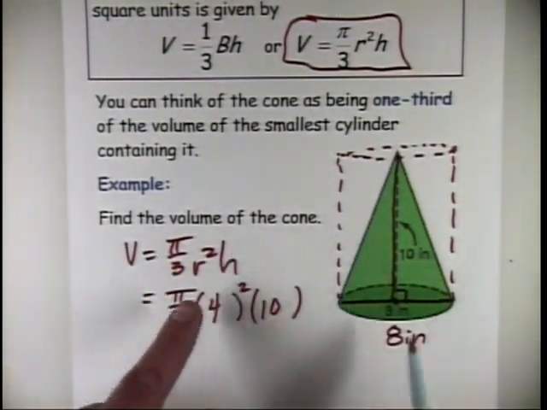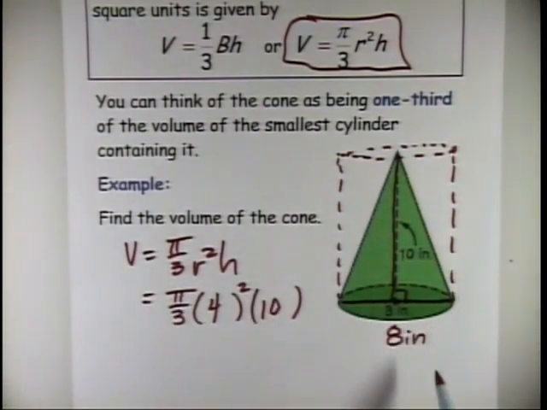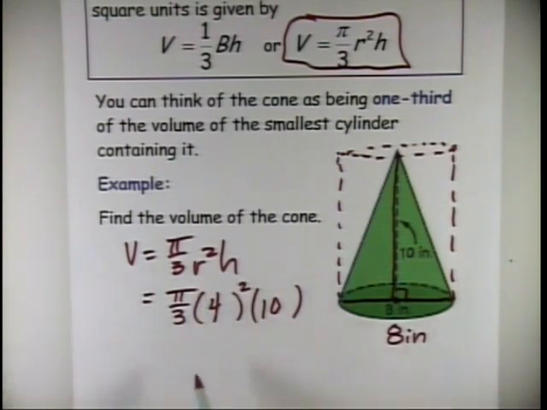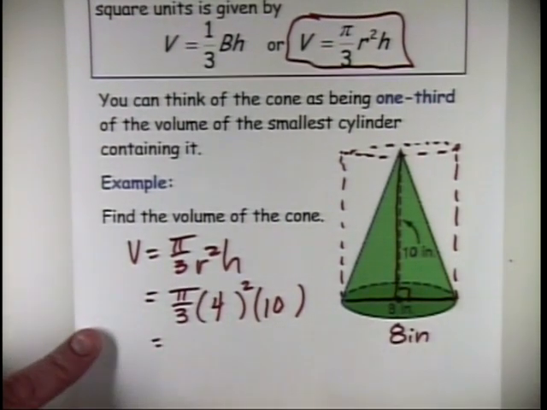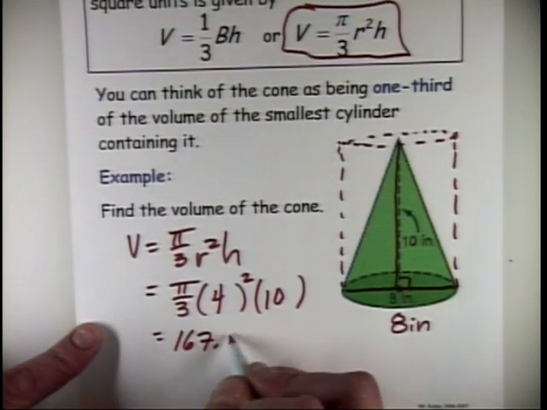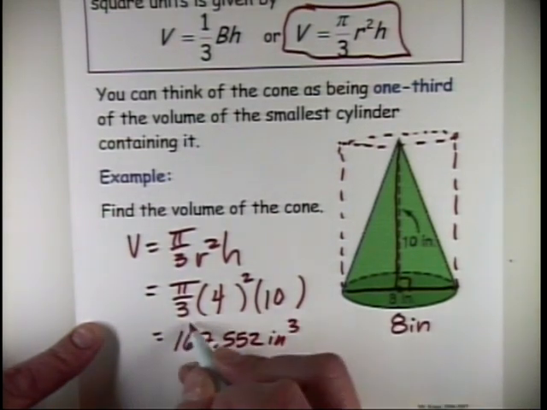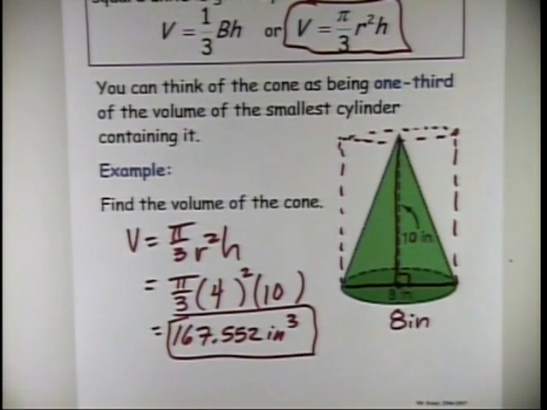So again, I've carefully identified my r and h. It wasn't given immediately. I had to do a little bit of work, divide by 2 to find r. But once I get to this step right here, now it's just a matter of carefully plugging everything into the calculator correctly. And if you do that, you'll get about 167.552, again, cubic inches. We're finding volume.